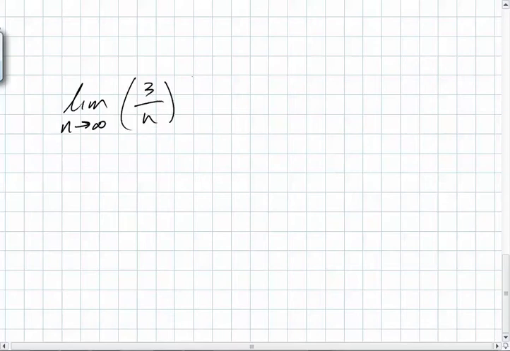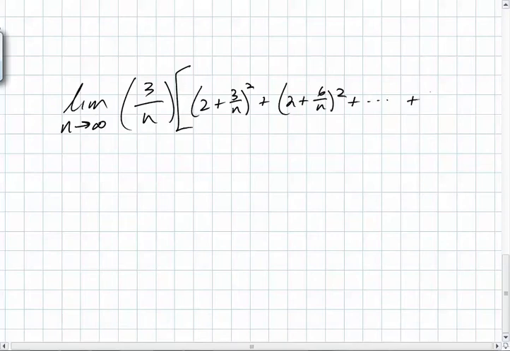Because I know that's what you're looking for, is more fun in your infinite limits, right? What's this equal to? The limit as n goes to infinity. Let's say 3 over n, and let's make it 2 plus 3 over n squared, 2 plus 6 over n squared, all the way up to 2 plus n times 3 over n squared. What is that?